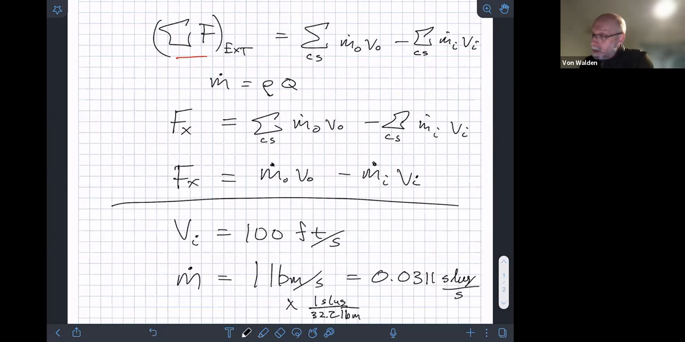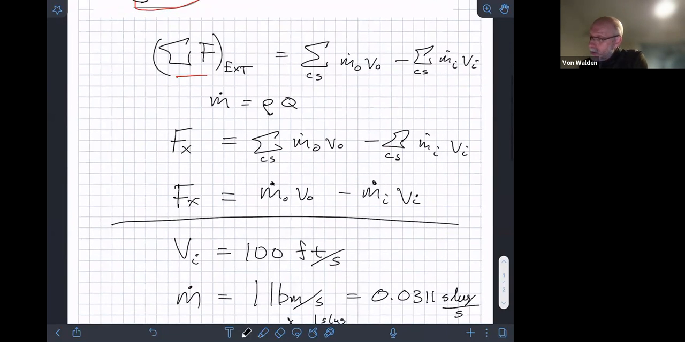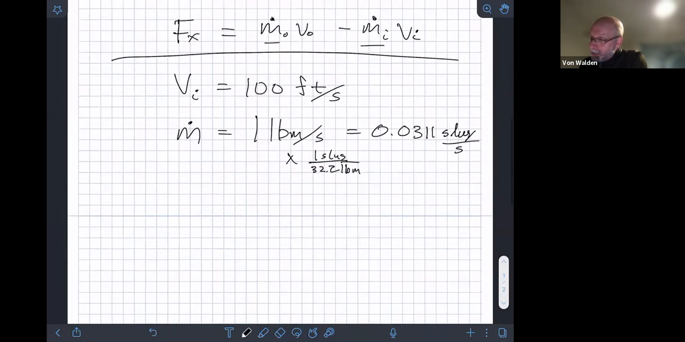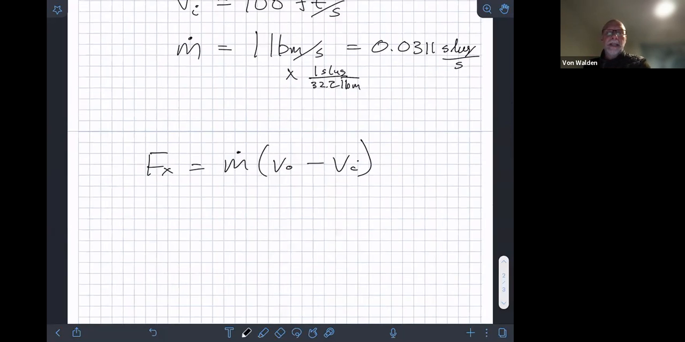Now, one of the things I want to note is that mass flow rate is not going to change. Even though the density changes, which is going to change our velocity, m dot is the same throughout the whole system. So we can replace these things with m dot. If I go to the next page, we now have F_x equals m dot times the outlet velocity minus the inlet velocity. And all that's remaining to do is to find the outlet velocity.